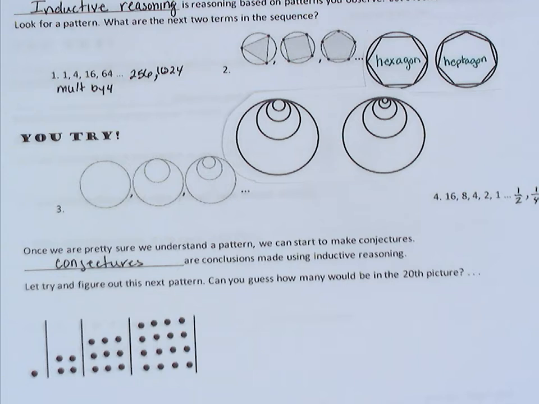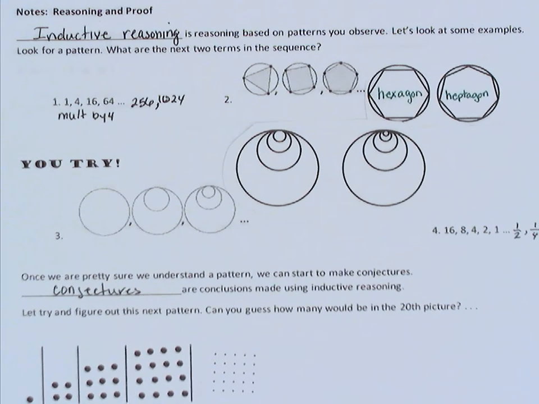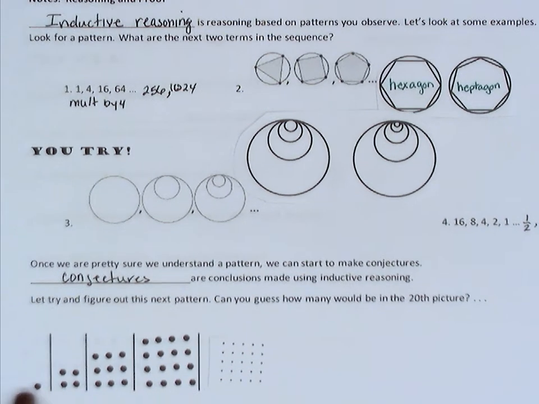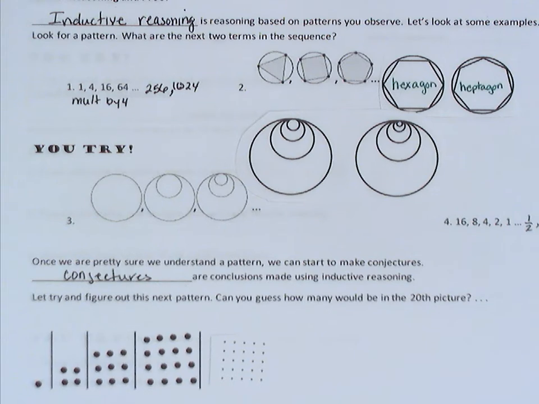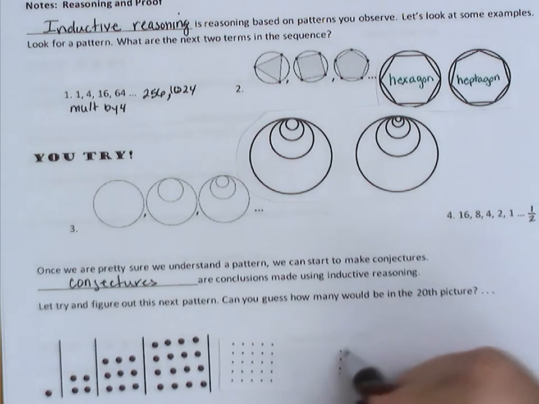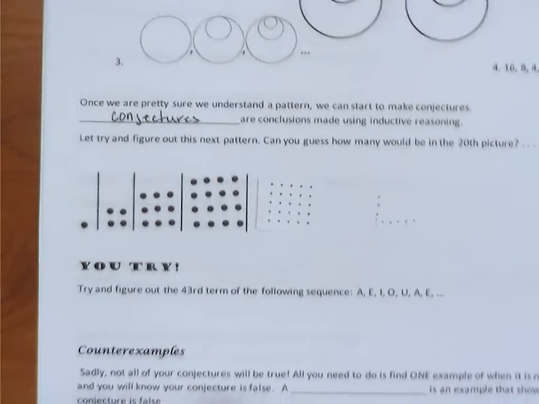Well, let's start with the next one. So this is 1, then this is 2 by 2, this is 3 by 3, 4 by 4, so the next one is probably 5 by 5. Yeah, that makes sense. The 20th one, well, the second term was 2 by 2, the third term was 3 by 3, the fourth term was 4 by 4, the fifth term was 5 by 5, so the 20th term is going to be 20 by 20. So it's going to be 20 dots this way and 20 dots that way. Okay, now you figure out this next one.